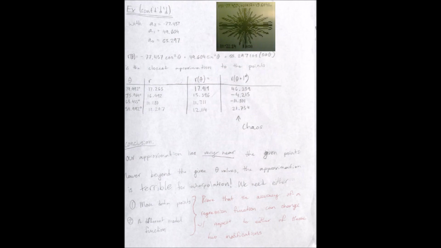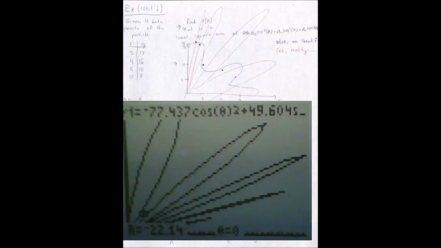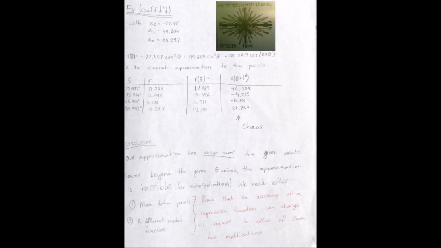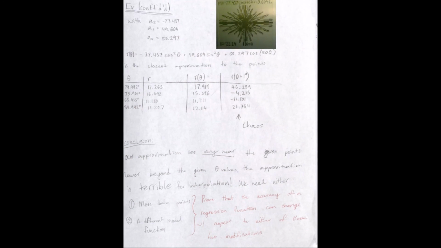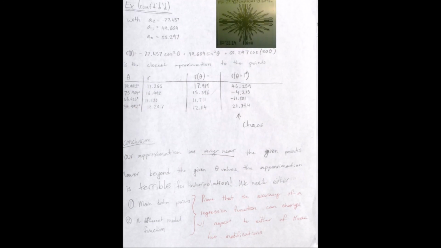And then I went back and wrote in red pen on our initial graph what this solution actually looks like. And if you want to plug it into your graphing calculator, you'll see it's no longer that beautiful circle oscillating around the edges. It's just like this explosion of lines. And so we can conclude that, while our approximation lies very near the given points, beyond the theta values the approximation is terrible for interpolation. There's no way you can predict any movement with this.